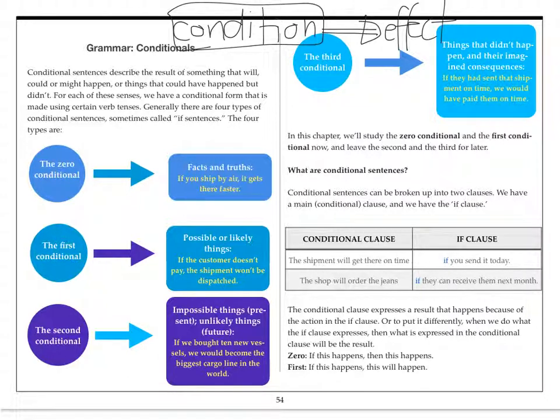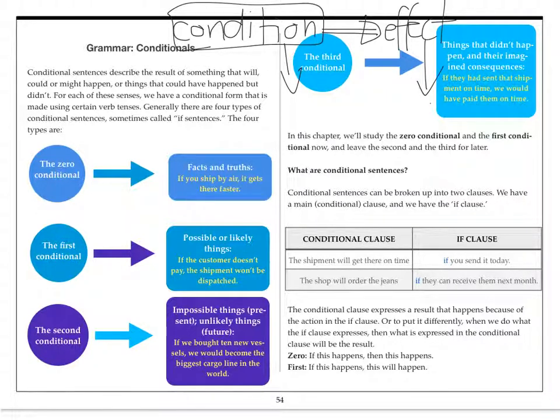Note that conditional clauses or conditional sentences are also divided into two parts. We have the condition part, and then we have the part of the sentence that describes the effect. I'm going to come back to that in a minute, but keep that in the back of your mind. So conditional sentences describe the result of something that will, could, or might happen, or things that could have happened in the past but didn't.